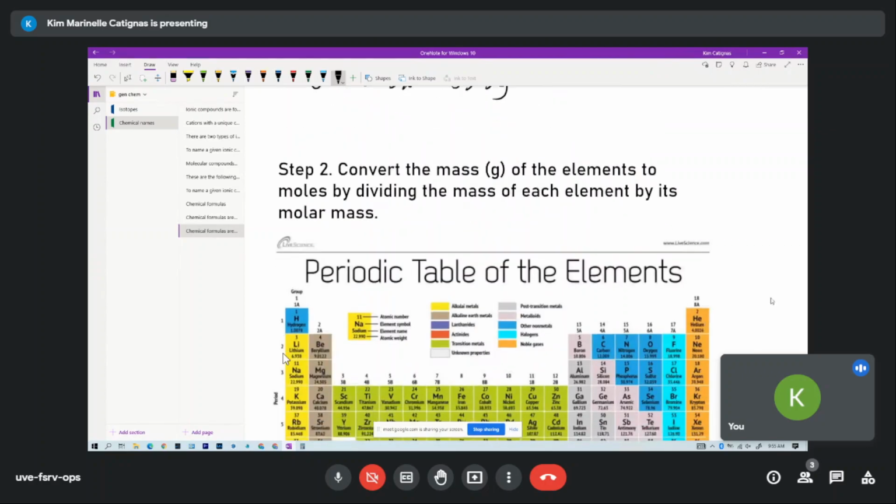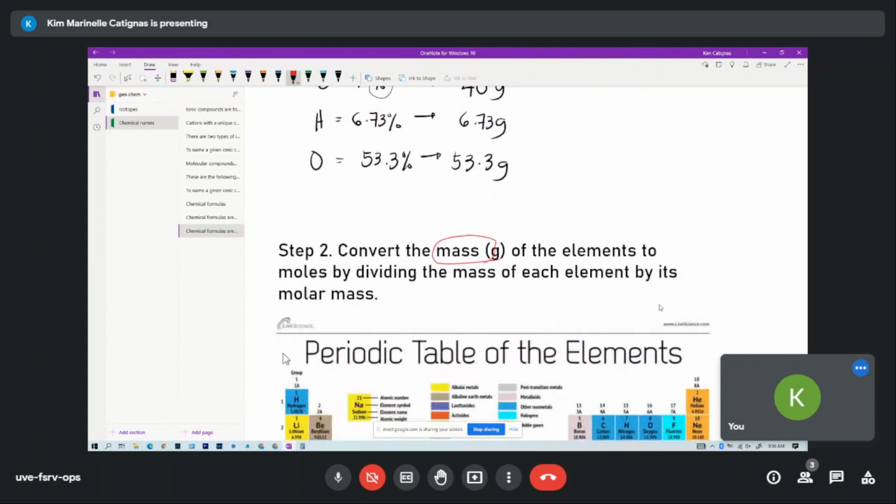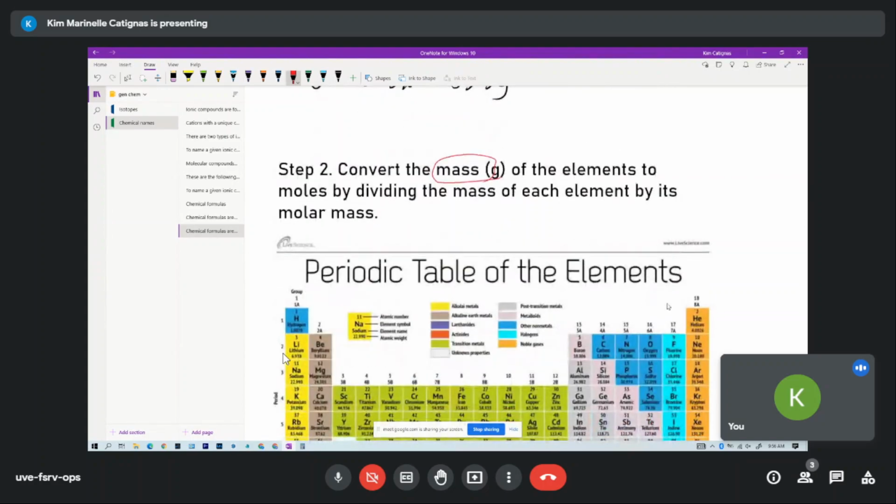Then for step 2, we are to convert the mass in grams of the elements to moles by dividing the mass of each element by its molar mass. Okay, so meron na tayong mass in grams ng element. Ma'am, ano-ano po yun? Yun po yung nakuha natin kanina, yung 40, 6.73, tsaka 53.3 grams. Yun na po yung mass ng bawat element natin. Ngayon, ano naman po yung molar mass?